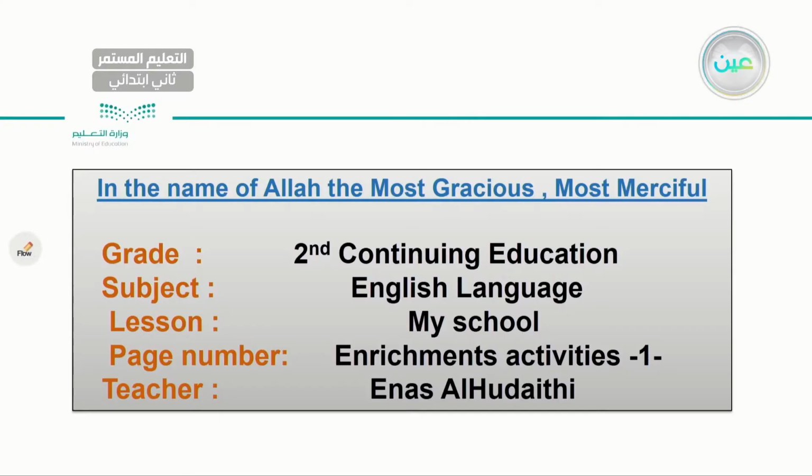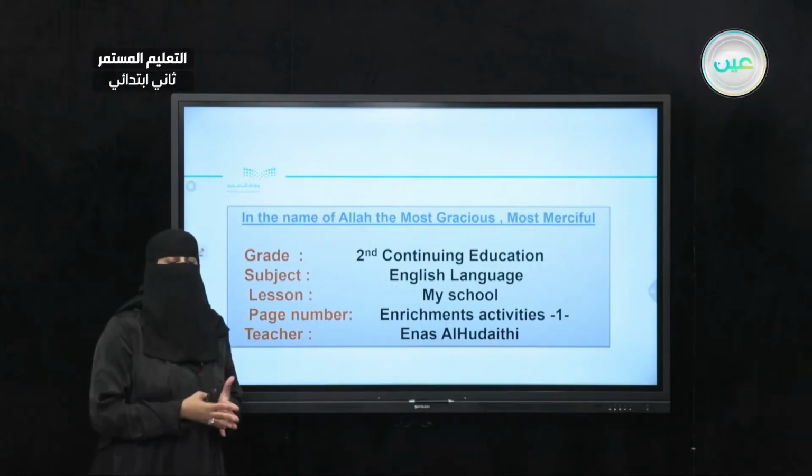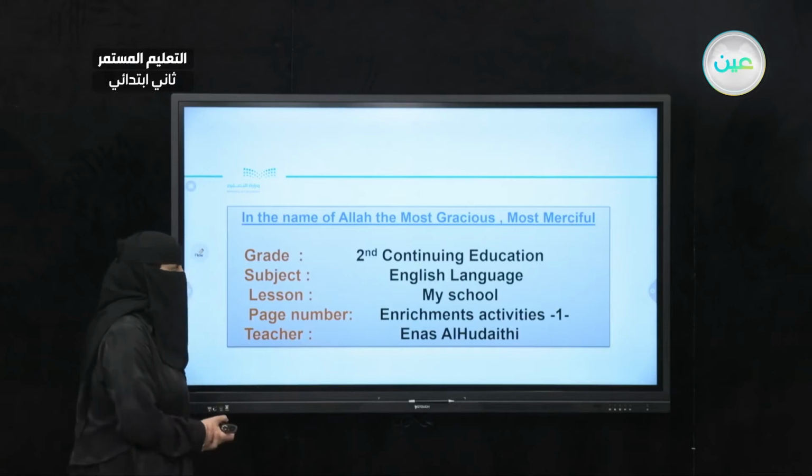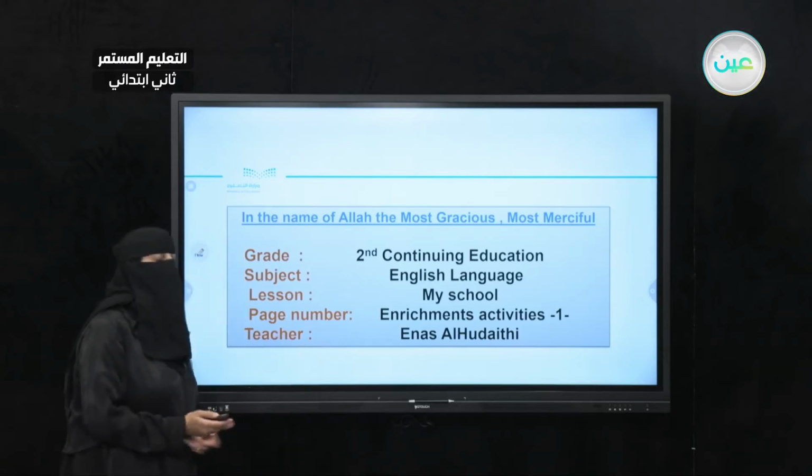So have your books ready. This is for the second year, continuing education. We will be having some enrichment activities. What do we mean, or what does enrichment activities mean? It means that we will have extra activities, extra exercises to ensure that we have gained all the knowledge we need from Unit 2. The name of the unit is called My School. This is the first session.